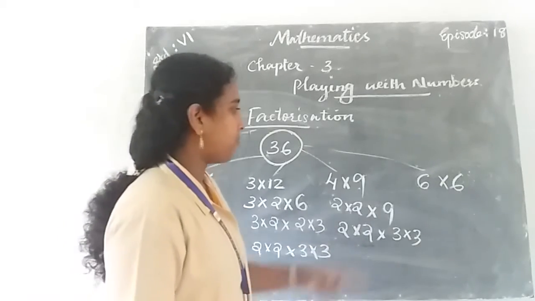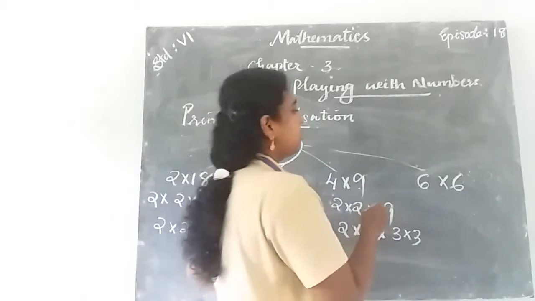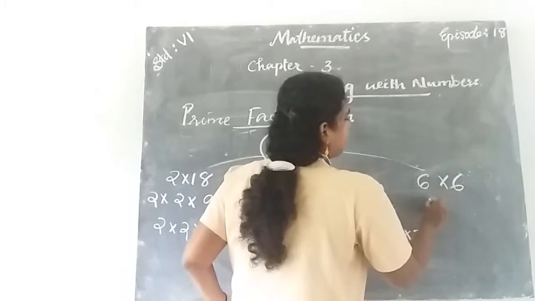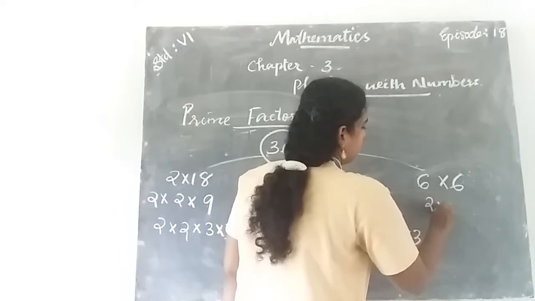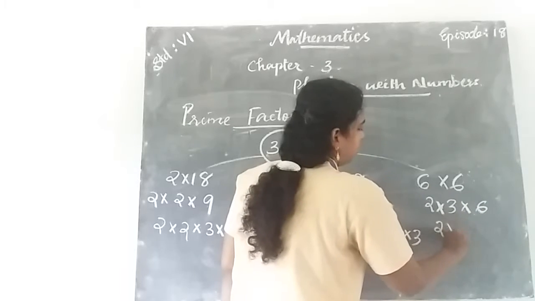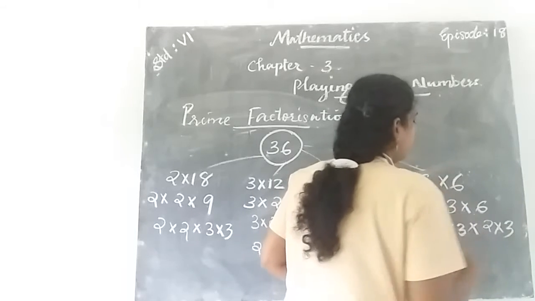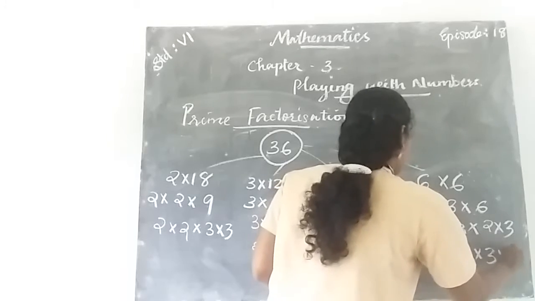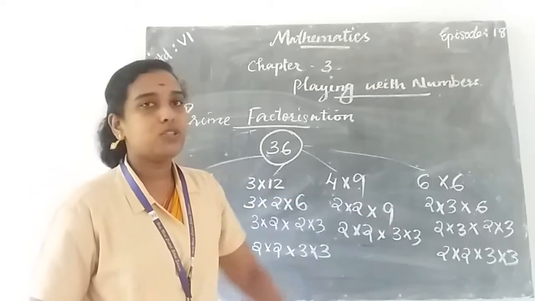Okay. And next way, 6 into 6 gives 36. Here 6 is not a prime number, so we factorize it as well. 6 can be written as the product of 2 into 3, and the other 6 also can be written as the product of 2 into 3. Writing the product, we get 2 into 2 into 3 into 3, the same answer.